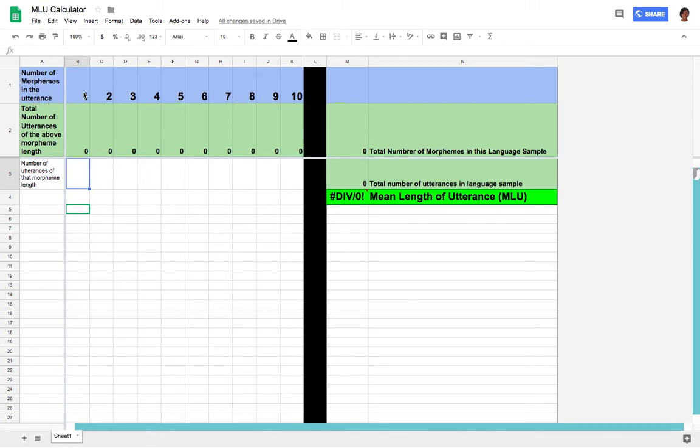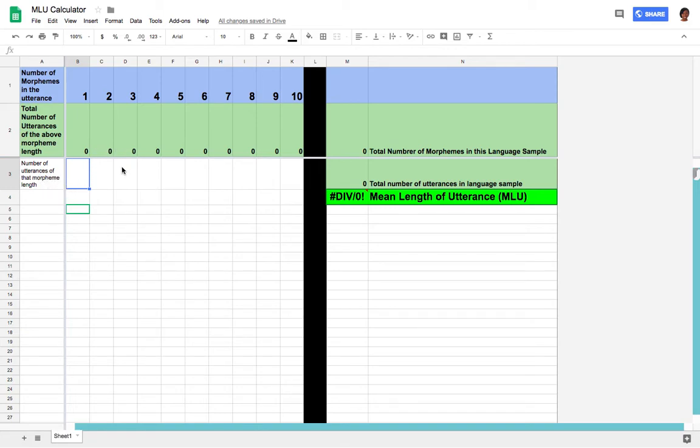So, for example, up at the top where it says number of morphemes in the utterance in blue, that's represented by those numbers there. Then in the next column, you have total number of utterances of the above morpheme length. Right now, these are all zeros because we don't have anything filled in, but those will change as I mark down the number of utterances. And then in the white, we have number of utterances of that morpheme length.